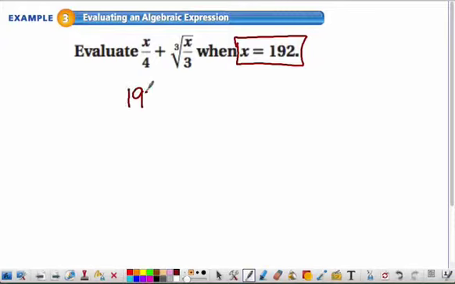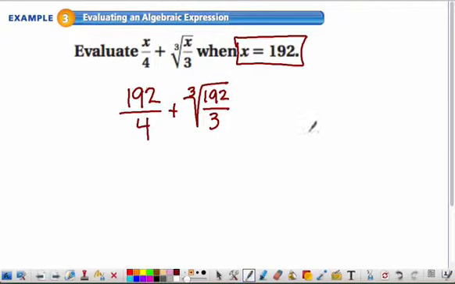We have 192 divided by 4 plus the cube root of 192 divided by 3. And if you'll notice, that cube root is over that whole entire fraction. So we can go ahead and simplify 192 divided by 4, and you can go out to the side, do some long division, and figure out that it is 48. We're going to bring our plus sign down.